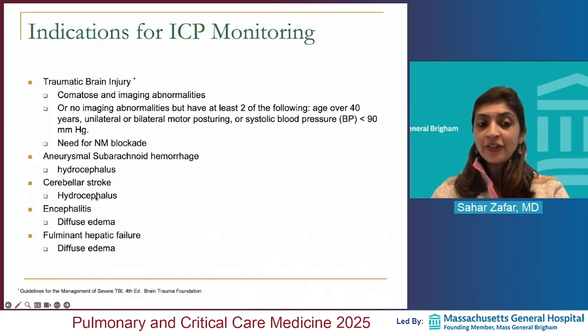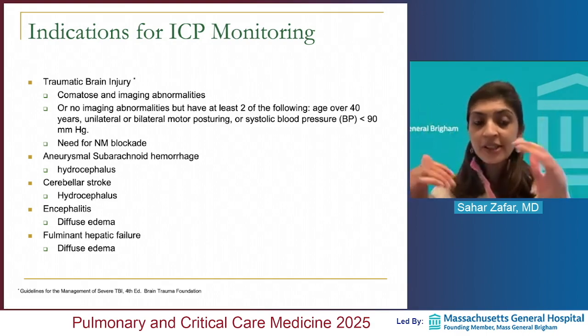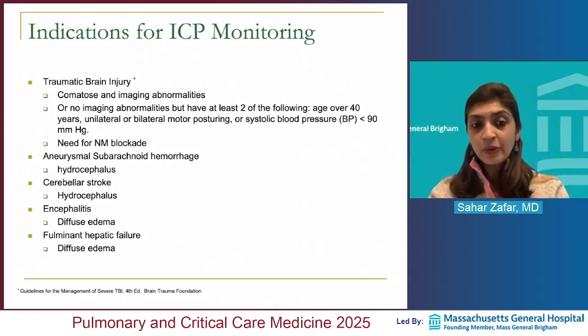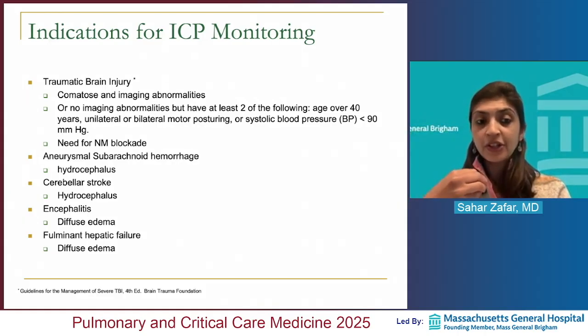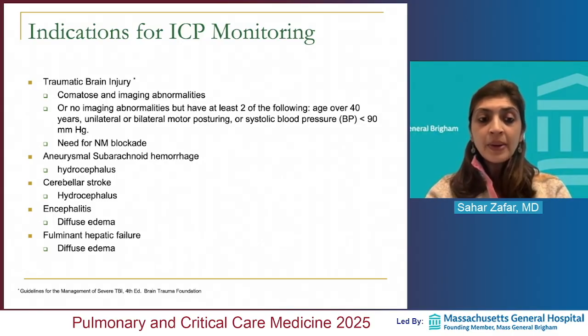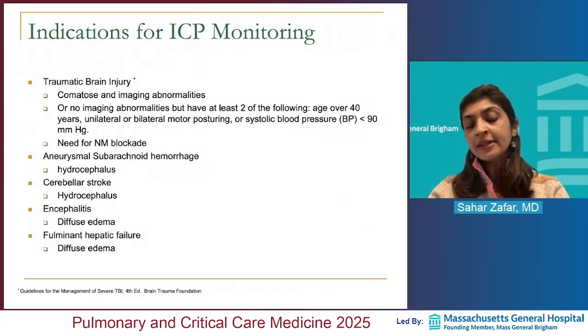Cerebellar stroke, again, if there is a posterior fossa stroke, can result in hydrocephalus. And here the indication is often more to alleviate the hydrocephalus, where we may consider placement of external ventricular drains that allow us to both monitor pressure, but also drain CSF.